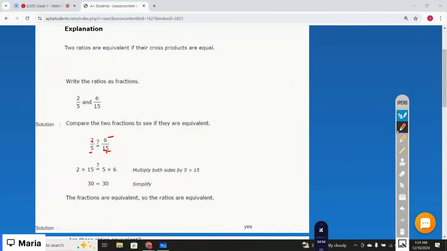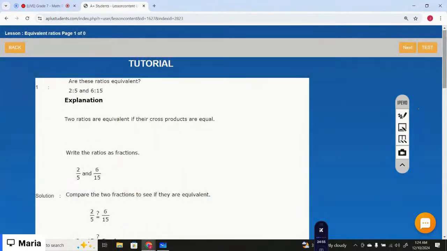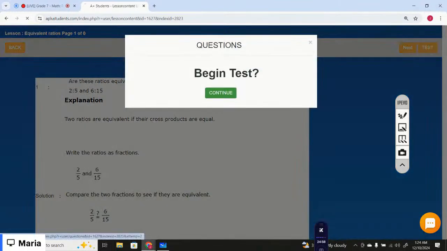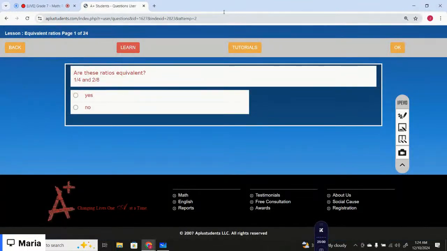Okay, let's just start with the test questions. Let's see how we check if the ratios are equivalent.